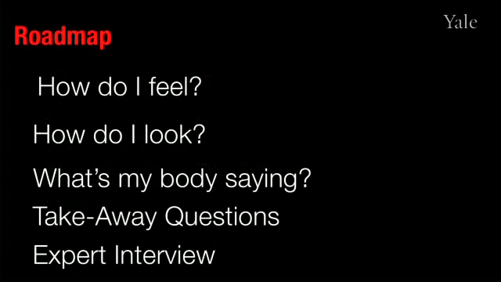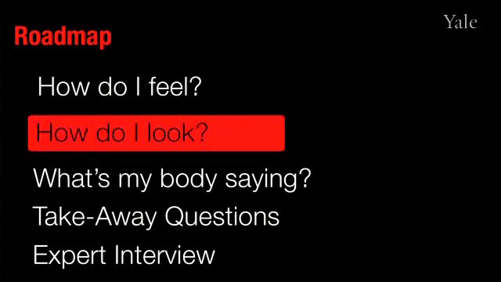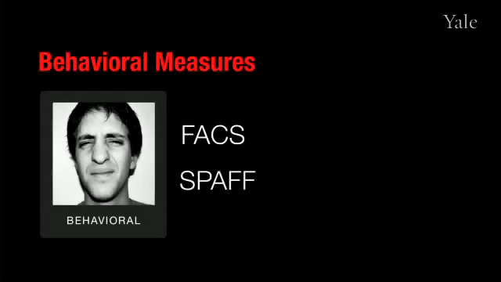So we've talked a little bit about subjective measures, or how we feel. Now let's move to behavioral measures, or how do we look? How do we behave when we're feeling emotional? For behavioral measures, two of the most commonly used tools in this domain are the facial action coding system and the SPAFF system. We'll talk about each of these in turn.